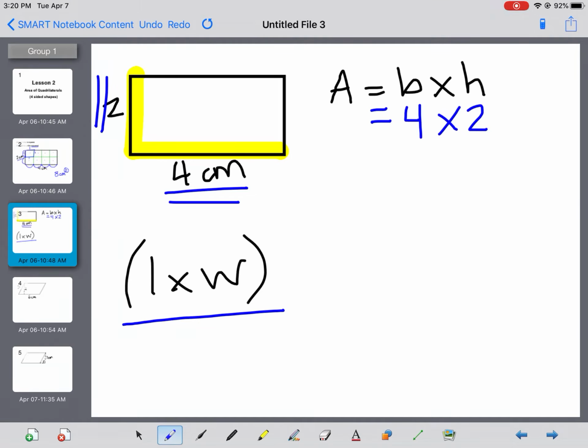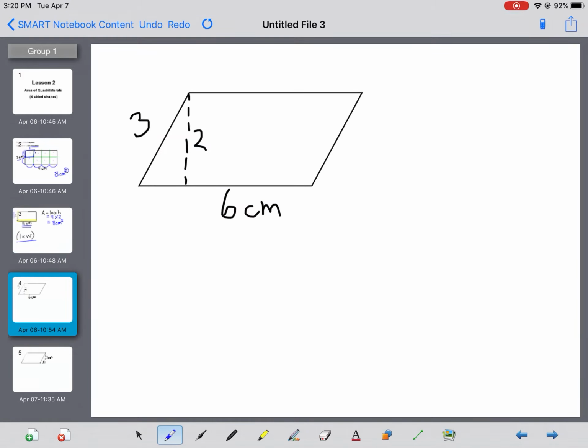So we have 4 times 2, we have base times height. It's the exact same thing as length times width. We're just using some different terminology here. And you'll find that we come to the answer of 8 centimeters, and not just centimeters, they have to be centimeters squared. And there's your final answer. So a pretty simple formula, just keeping in mind that you are multiplying the base times the height. It's the same thing as length times width.